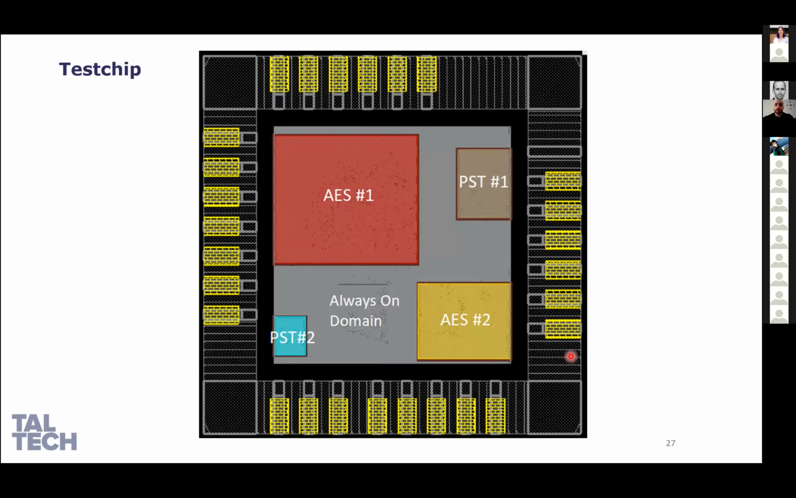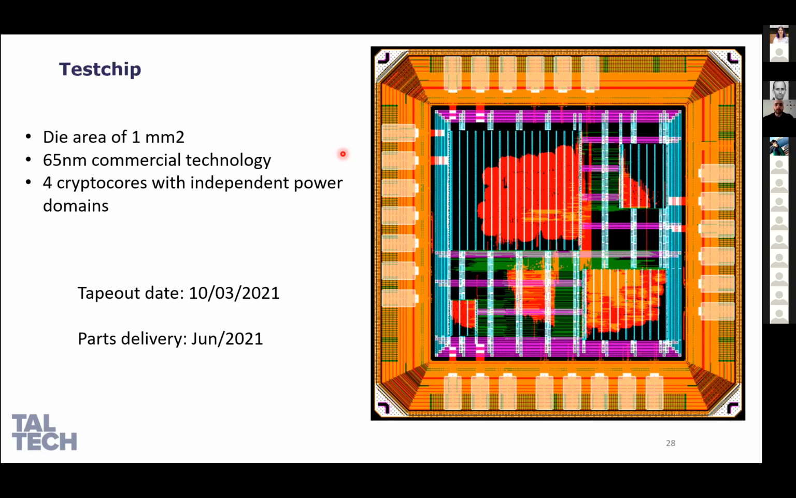Here is the floor plan of our test chip, and you can see more or less the size of the implementations, that the AES with 1 gigahertz is very, very big compared with the PRESENT with a very slow frequency. This test chip has 1 square millimeter of area. We utilize a 65 nanometer commercial technology, and we are expecting to receive the parts in June. And this is a review here.